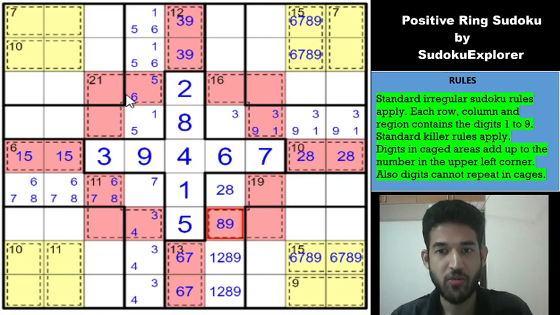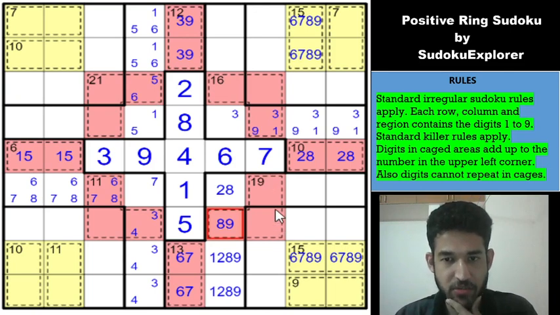So we just need to resolve one cage, guys, and the Sudoku can be quickly completed, but that doesn't seem to be likely here.